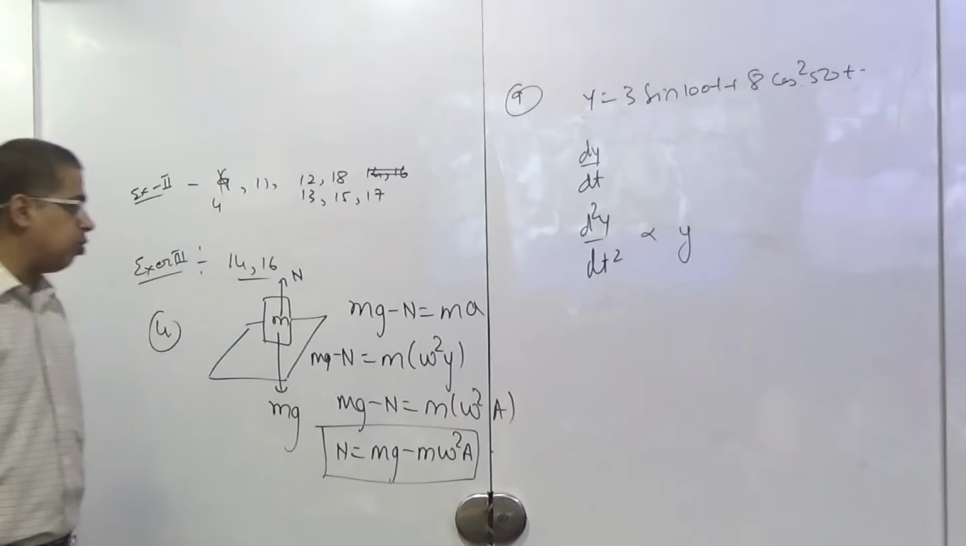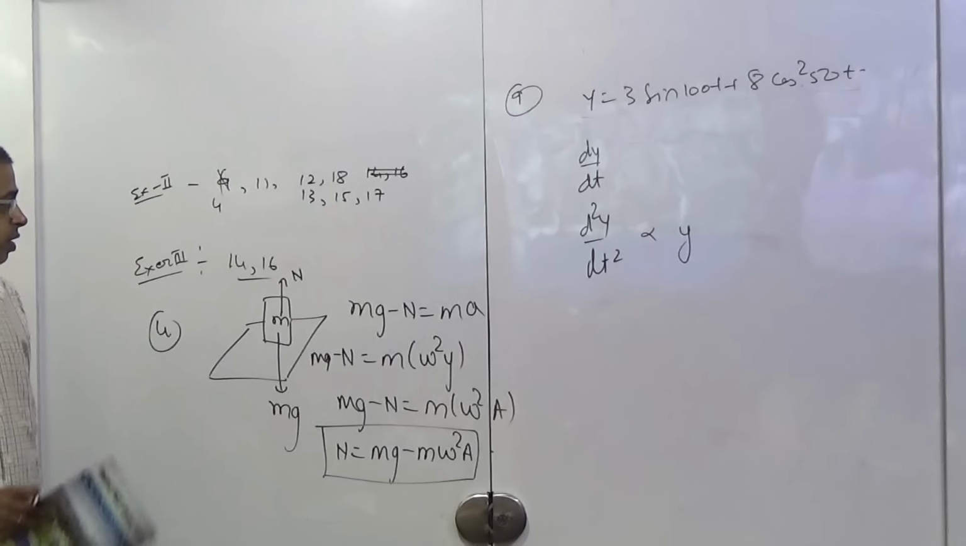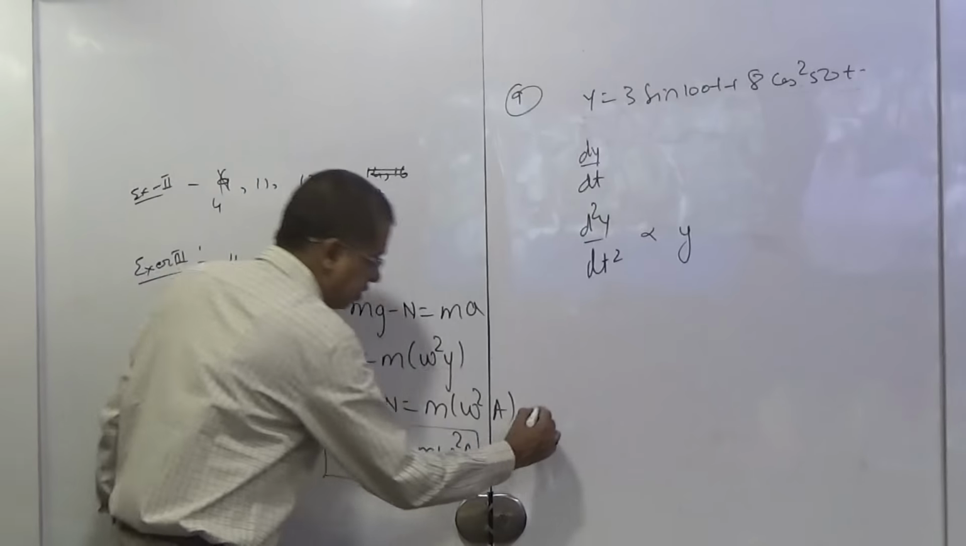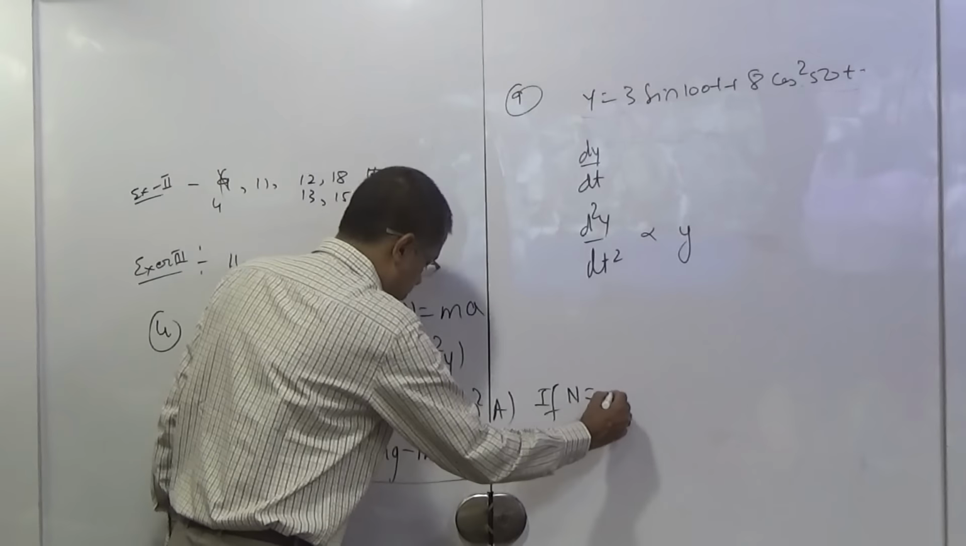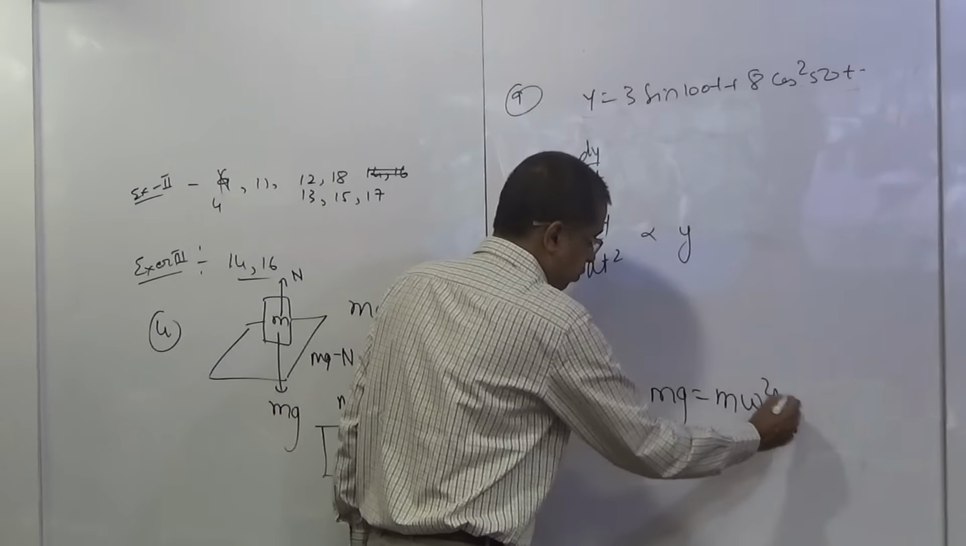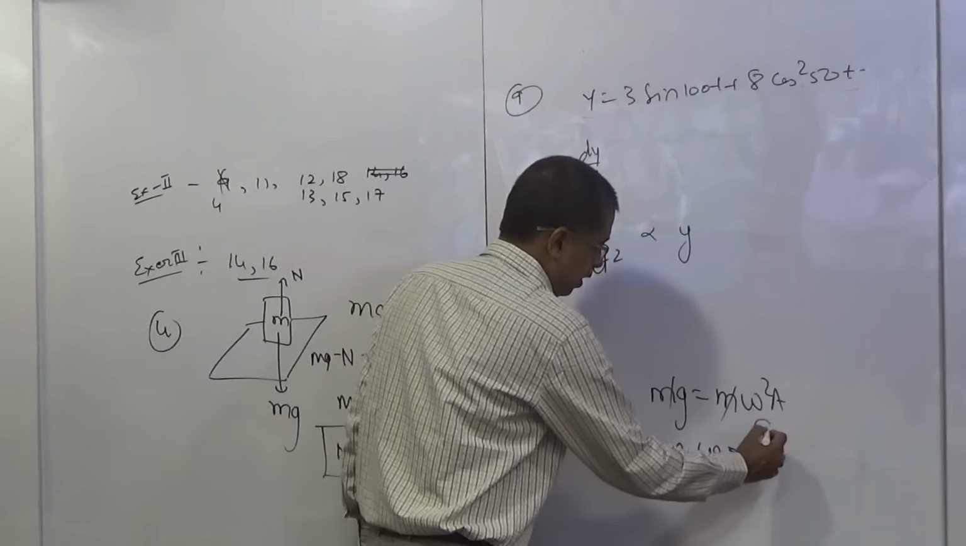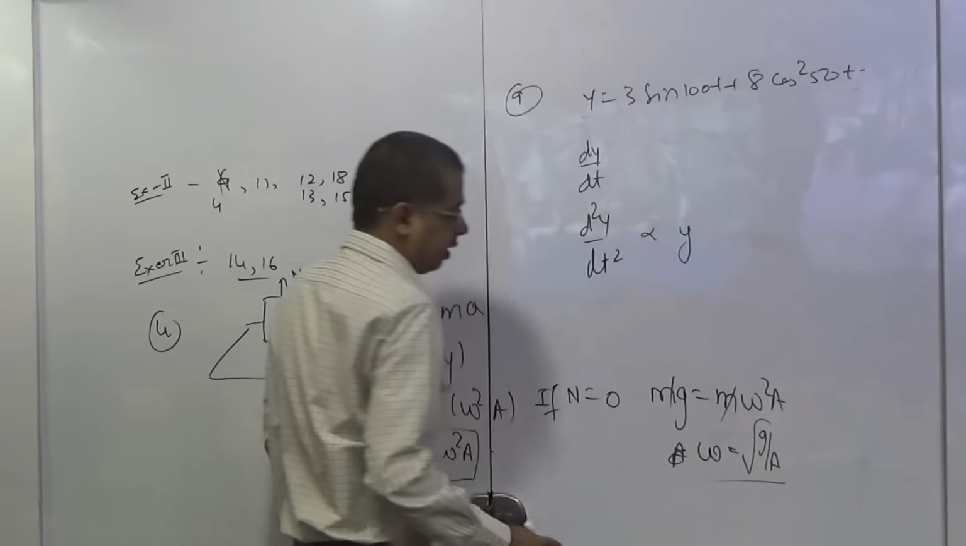When will the body lose contact with the surface? When normal force is 0. Make the normal force 0. If N is 0, mg is equal to m omega square A. Omega is equal to under root g by A.